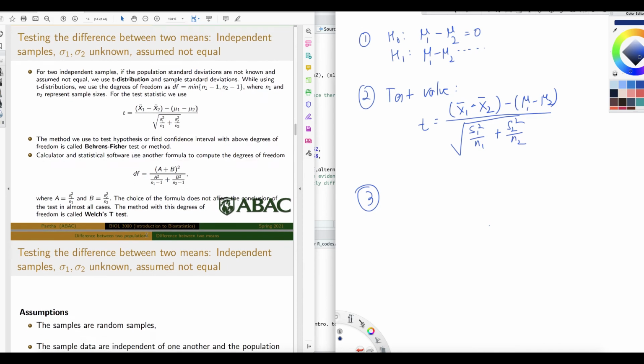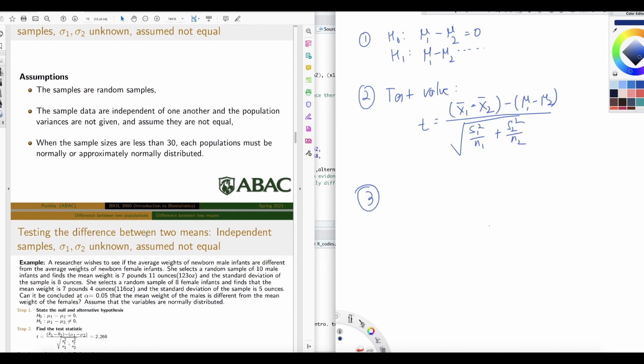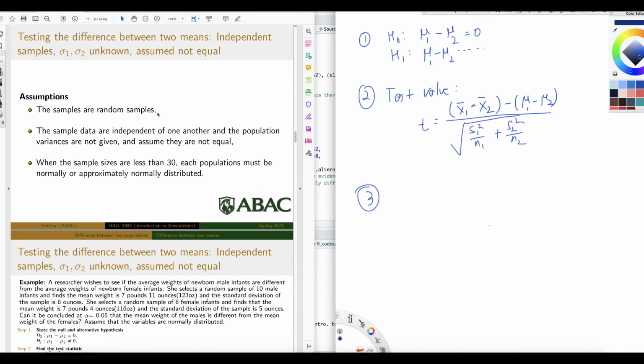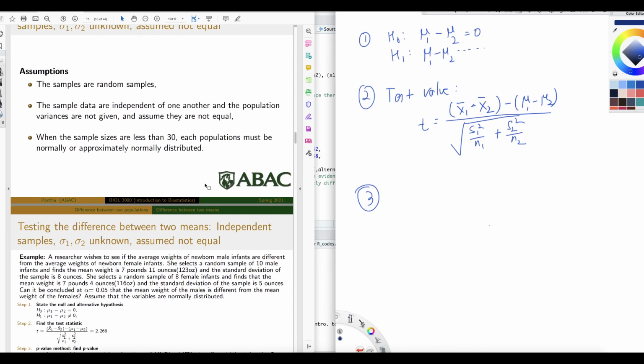So what are the assumptions here? Number 1, the samples must be random samples. Number 2, the sample data are independent of one another, and the population variances are not given and are assumed not equal. And when the sample sizes are less than 30, each population must be normally or approximately normally distributed. This is basically the assumption in the other cases too.